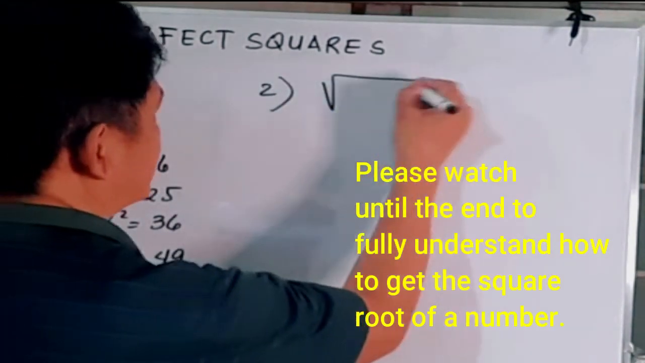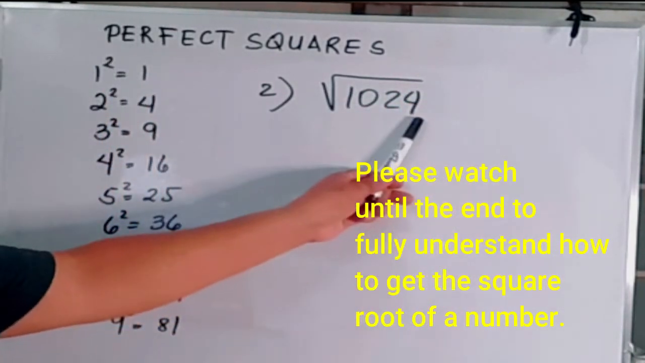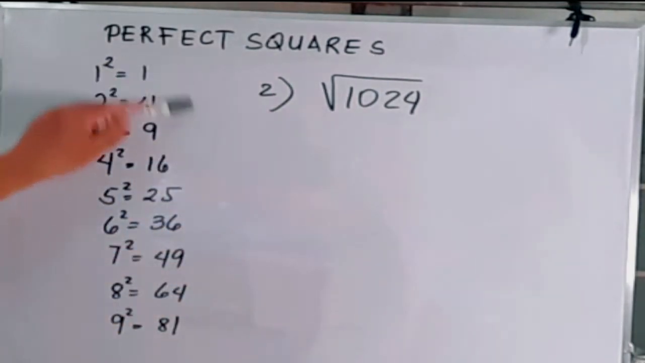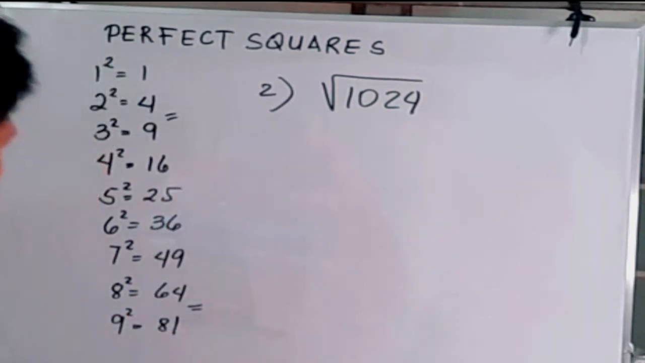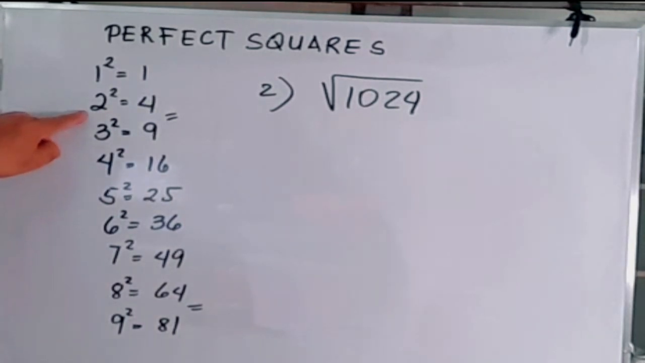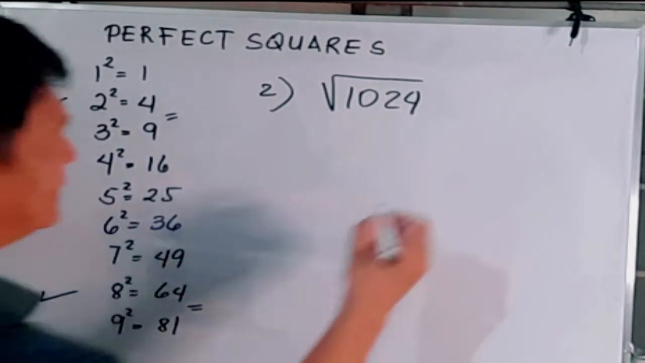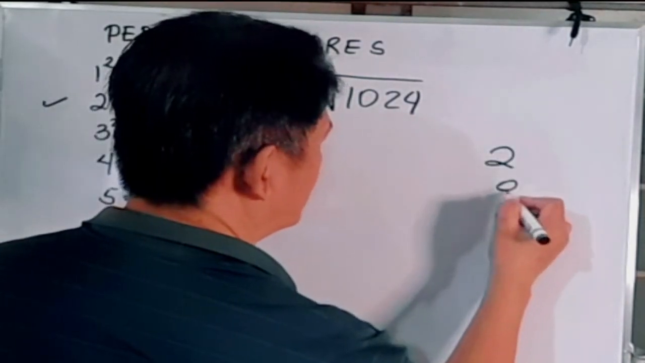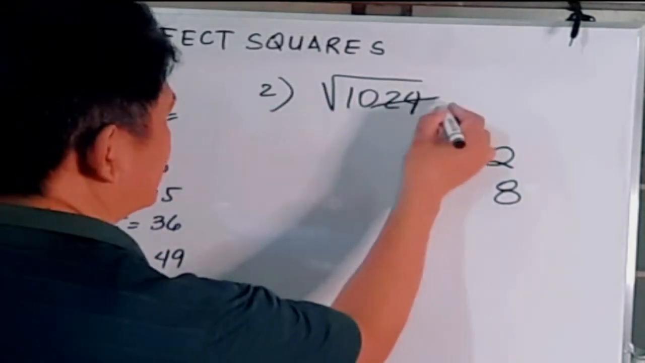Find the square root of 1024. Again, your last digit is 4. And from our reference numbers, you have a 4 here and a 4 here. You have 2 squared is 4 and 8 squared is 64. That means the last digit of your answer is either 2 or 8. Next, we cross that out.